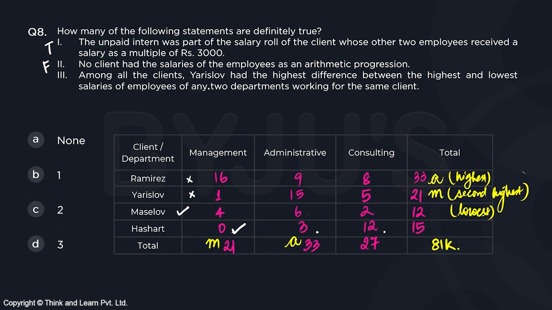Third, among all the clients, Y had the highest difference between the highest and lowest salaries of employees of any 2 departments working for the same client. So for Y, the difference is that of 14. For R, the difference is that of only 8. For M, the difference is that of only 4. And for H, the difference is that of 12. So we can see that third is also true. So the correct answer is going to be 2 statements are correct.